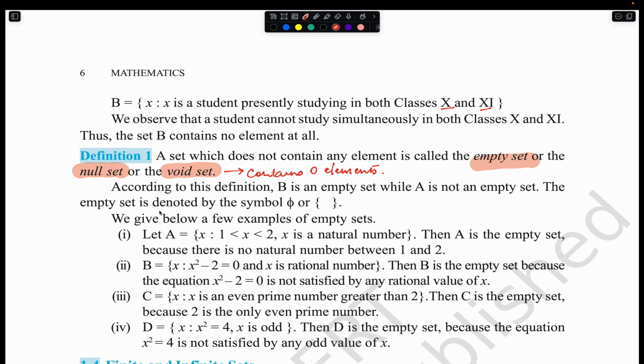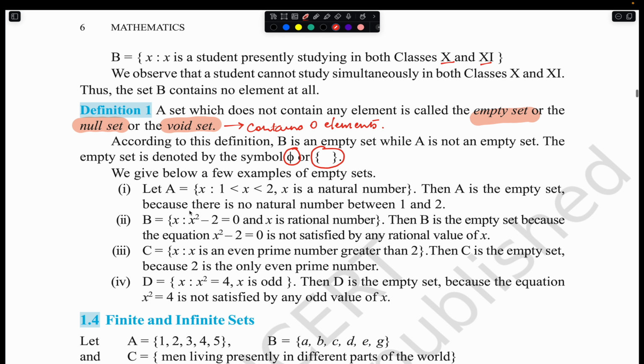All right, let's see some more examples. Before getting into the examples, we should also understand how to represent a null set, void set or empty set. We usually represent them by the symbol phi, or we write curly brackets and do not write anything inside them, right? Both of these representations are for the empty or null set.